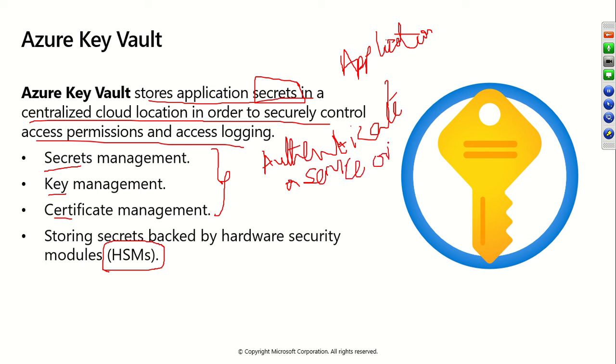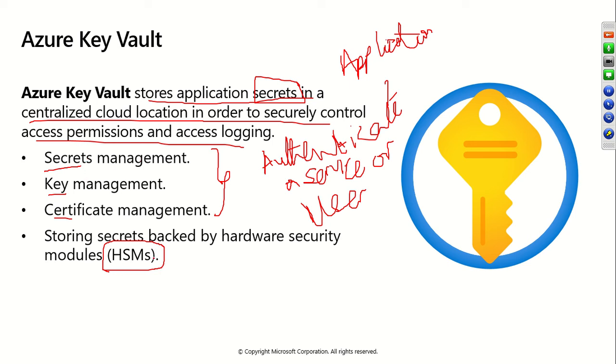You can authenticate a service or a user through secret, key, and certificate. And these three are expected to be securely kept in Azure Key Vault. Why? Because Azure Key Vault is a hardware security device that keeps this information. So the information is not kept in software, it is kept in hardware.